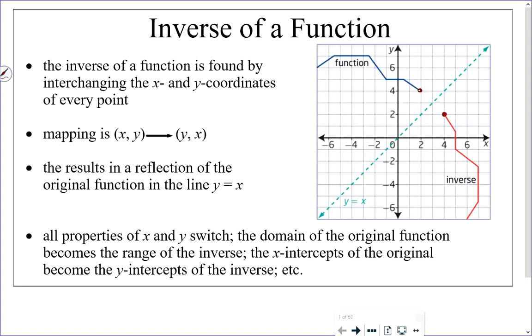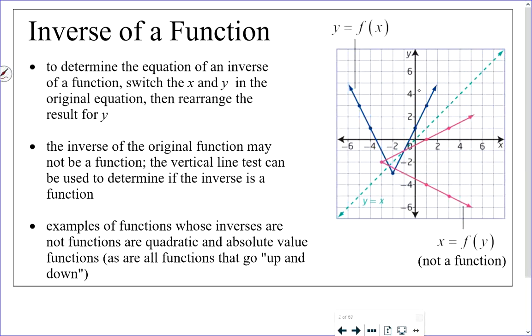If the domain of a function is any real number, the range of the inverse will be any real number, because whatever x was doing on the original, y does on the inverse. And whatever y was doing on the original, x does on the inverse. To determine the equation of an inverse, and this is definitely something you could see on a written response, you take the equation of the original function and you switch x and y, and then algebraically you rearrange that result for y.